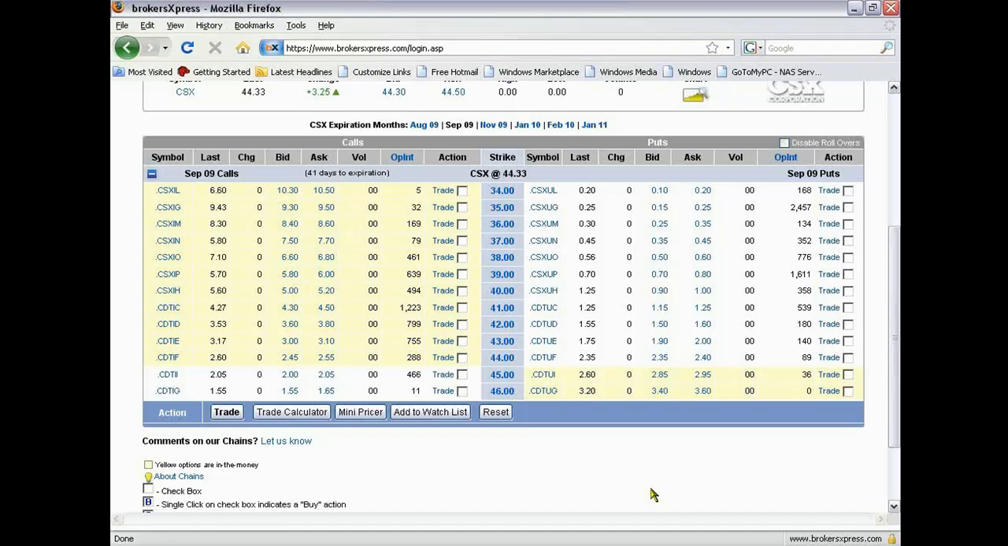Let's change that now. Let's see right now, if I were to sell the $42 puts right now, how much could you get if you sold the $42 puts? $1.60, correct?